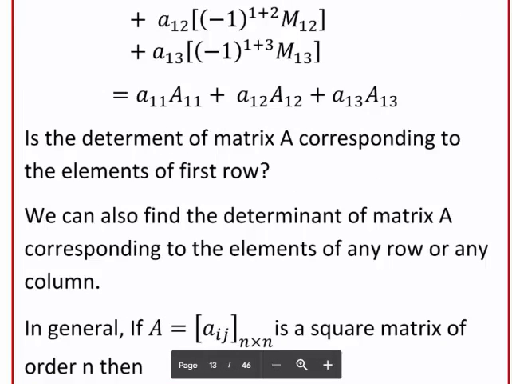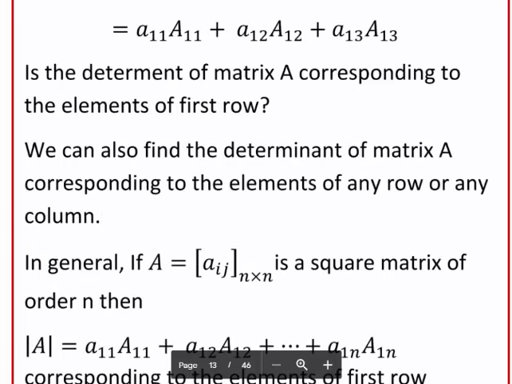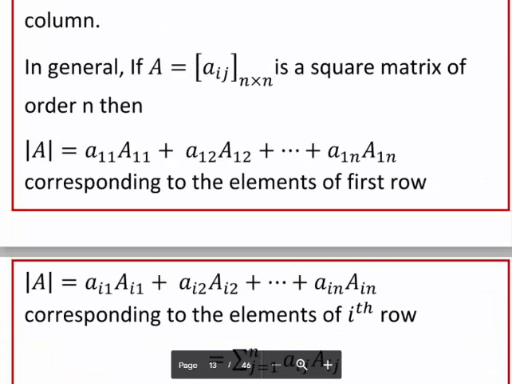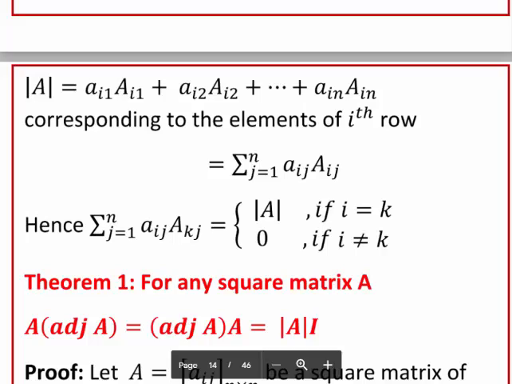We get a11 into capital A11, by the definition of cofactor of an element, plus a12 into capital A12, meaning cofactor of the element, like this, and so on. This is the determinant of the matrix expanded along the elements of the first row. This is the formula that we already studied.